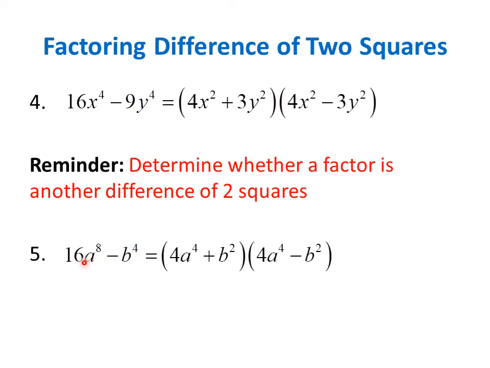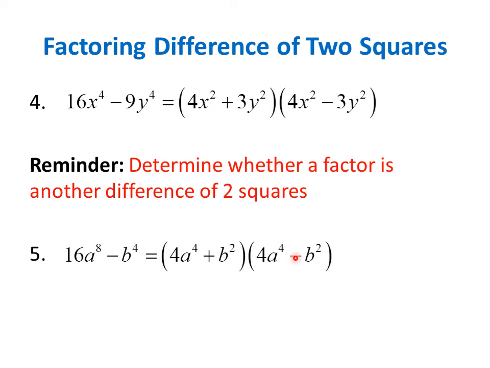To factor, let's get the square root of 16. That's 4. Square root of a to the 8, a to the 4, b to the 4, that's b squared. Let's copy 4a to the 4 and b squared into another set of parentheses and put plus and minus for the sum and difference. Okay, so as this reminder suggests, we have to determine whether this difference factor is another difference of two squares. Let's see.